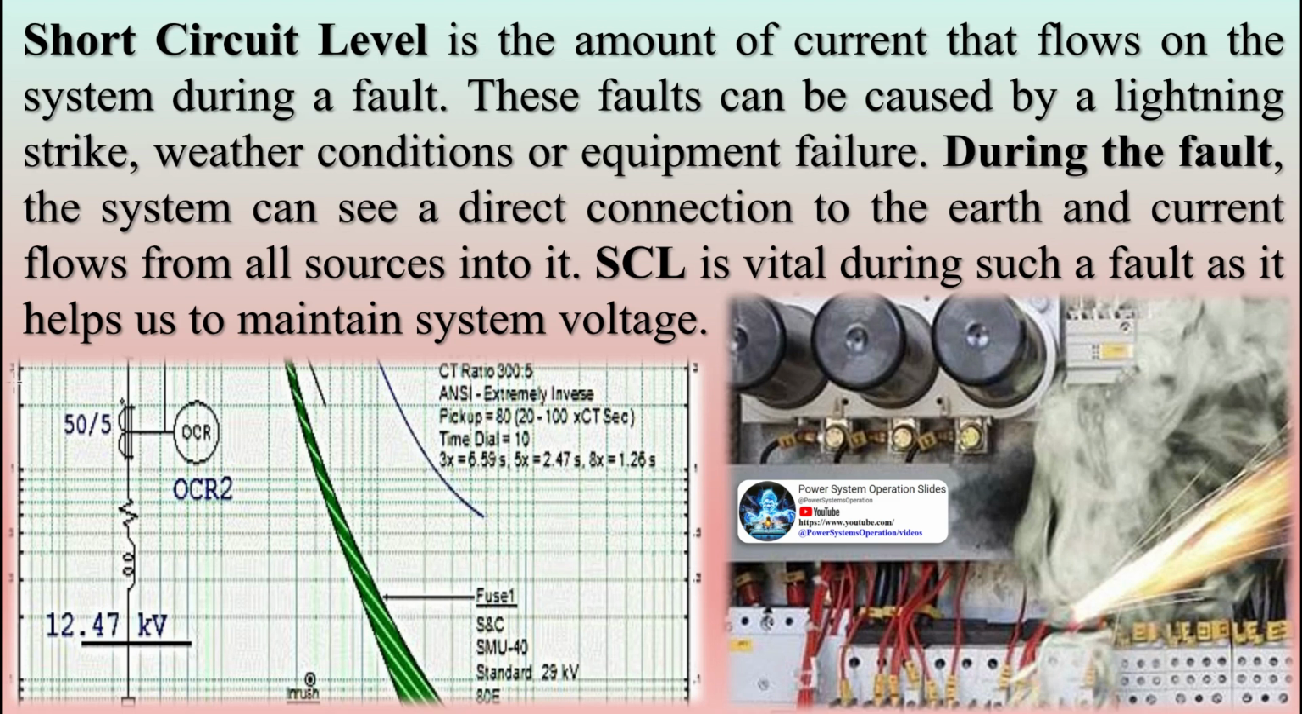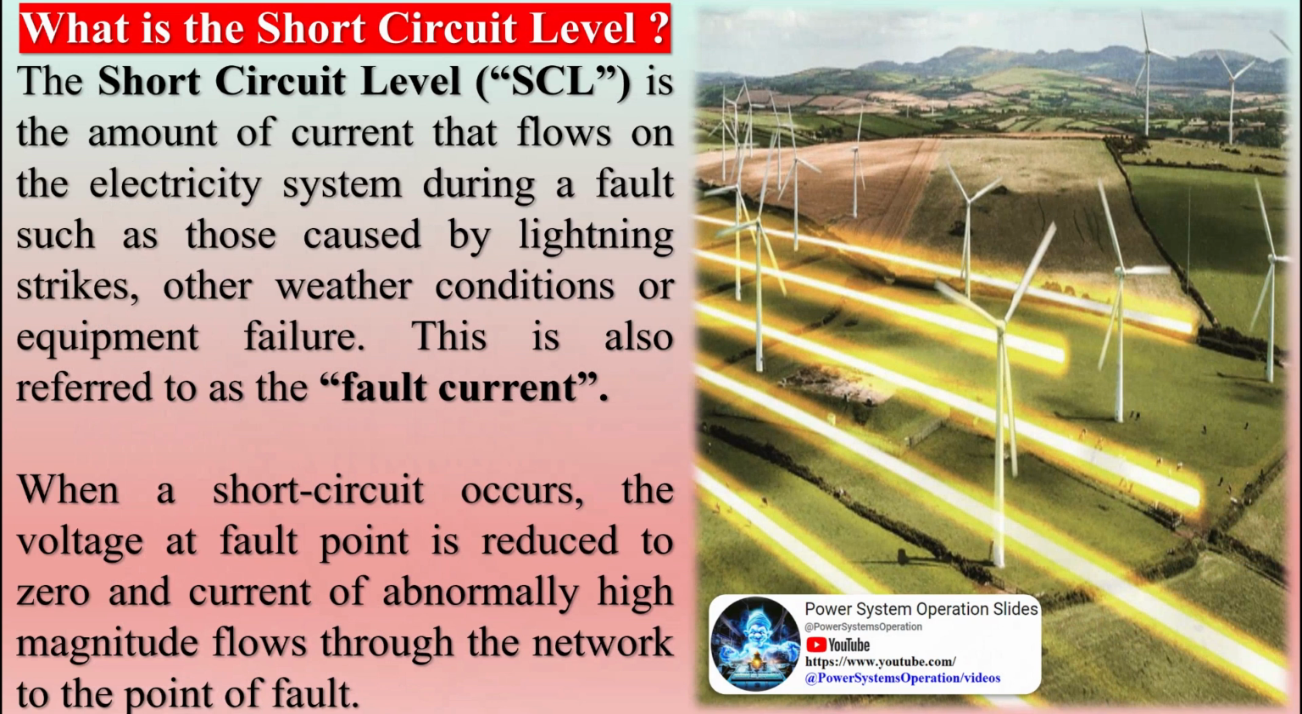The short circuit level, SCL, is the amount of current that flows on the electricity system during a fault such as those caused by lightning strikes, other weather conditions, or equipment failure. This is also referred to as the fault current. When a short circuit occurs, the voltage at the fault point is reduced to zero and current of abnormally high magnitude flows through the network to the point of fault.